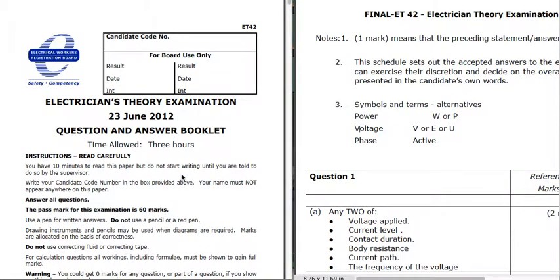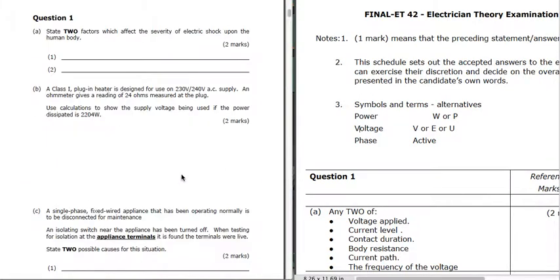This is June 2012. Question 1. Two factors that affect the severity of electric shock upon the human body. So things like voltage, current level, how long the contact is, the body's resistance, the actual current path that it takes, and the frequency of voltage. They're all going to affect how much electric shock the body gets. If I was going to remember two of these answers, it would be the voltage and the contact duration.